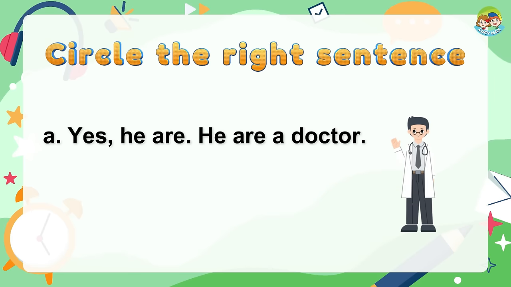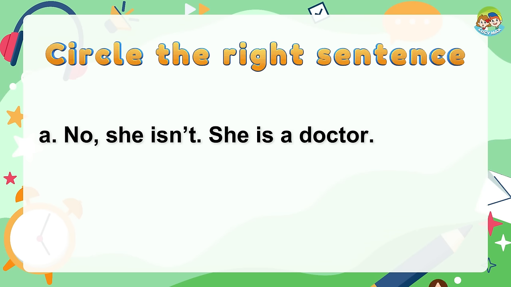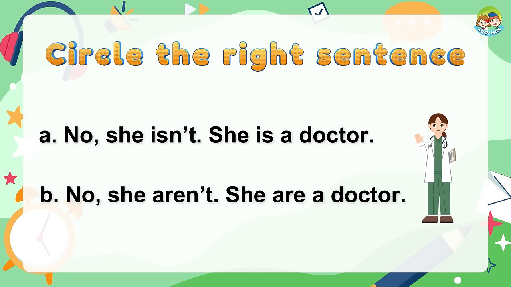A. Yes, he are. He are a doctor. B. Yes, he is. He is a doctor. The answer is B. The pronoun he goes with the be verb is. A. No, she isn't. She is a doctor. B. No, she aren't. She are a doctor. The answer is A. She goes with the be verb is.